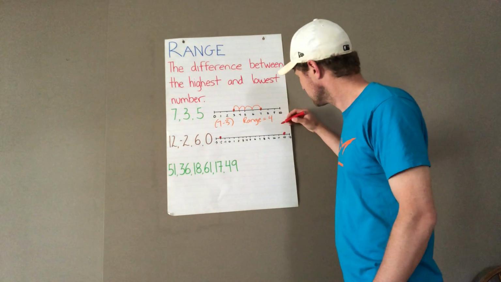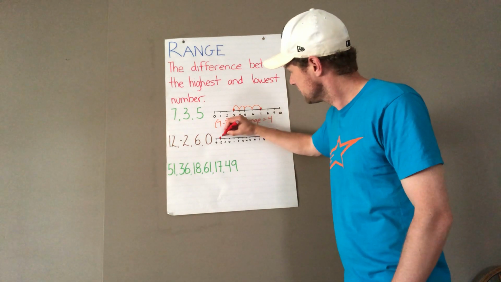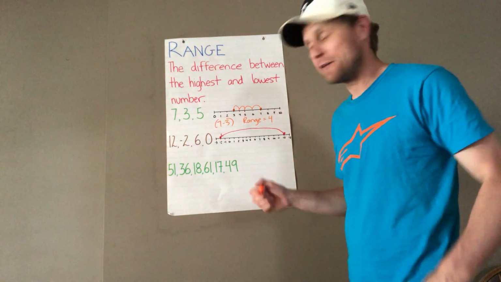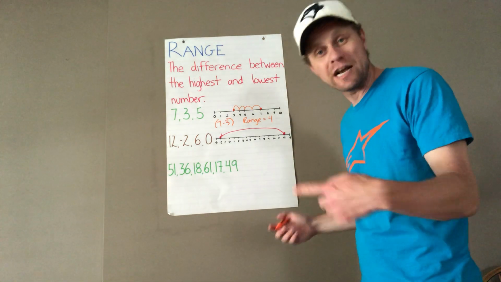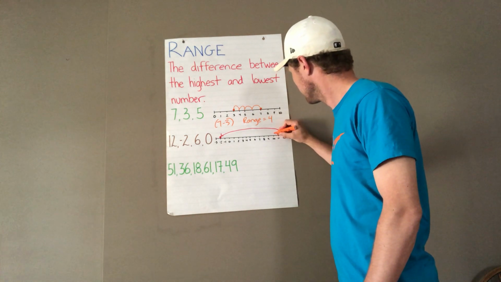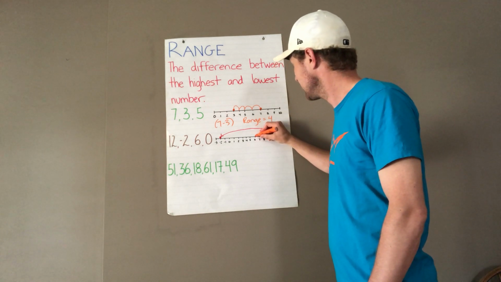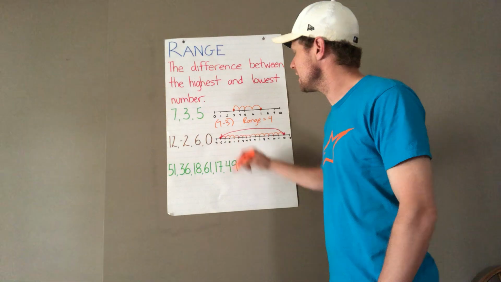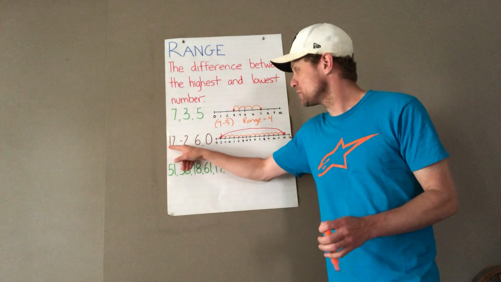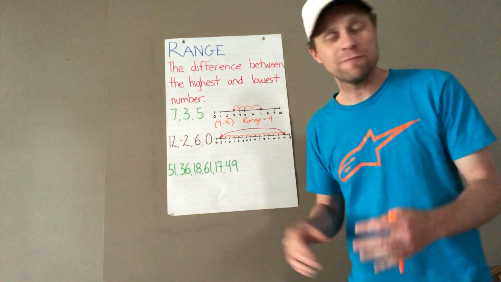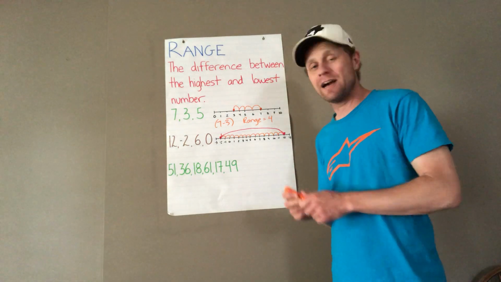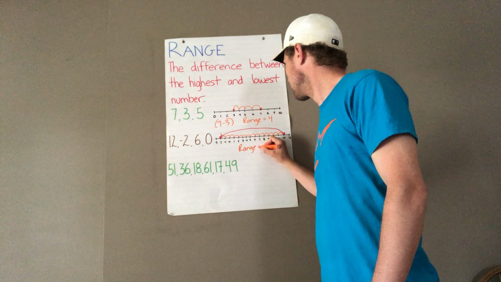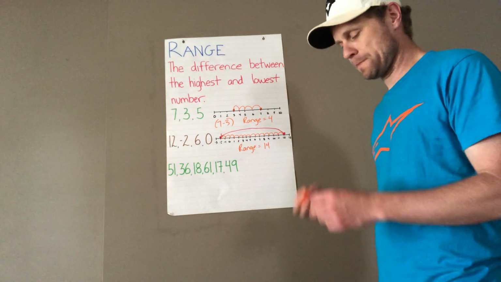Okay? So we can count all the way from 12 to -2 to find the range. If you do that in your head, totally cool. If you'd like a way that sort of checks your work as you go, you can count. 1, 2, 3, 4, 5, 6, 7, 8, 9, 10, 11, 12, 13, 14. That means our range between 12, -2, 6, and 0 is 14. It's the difference between the highest number and the lowest number. Range equals 14.